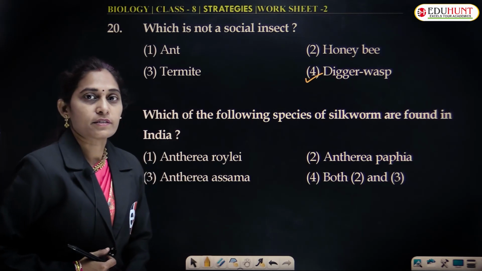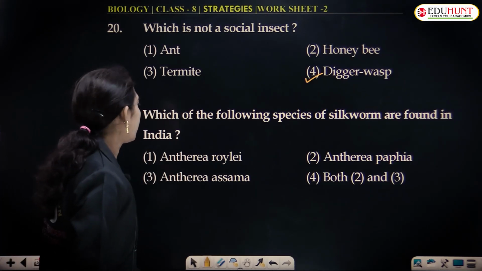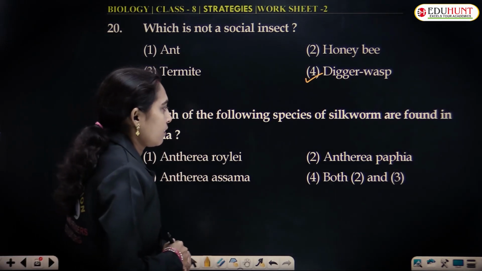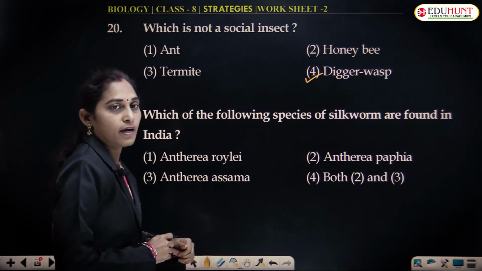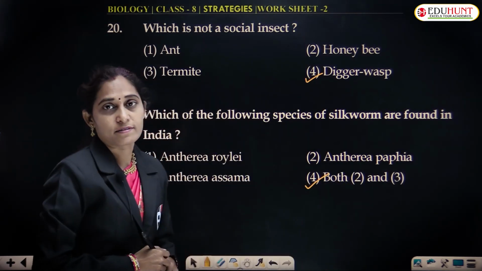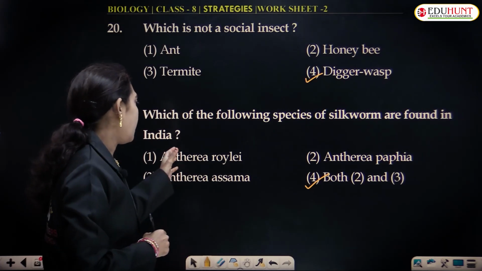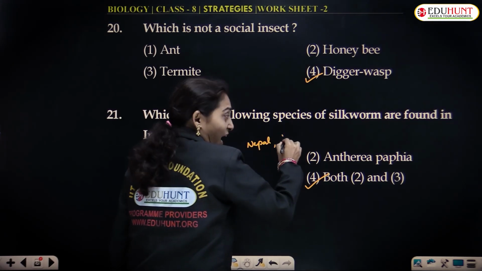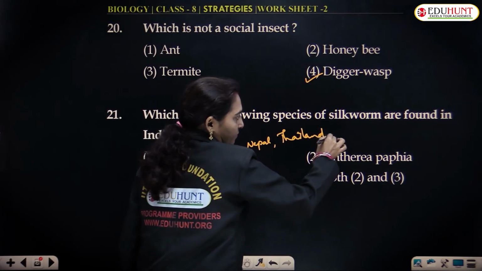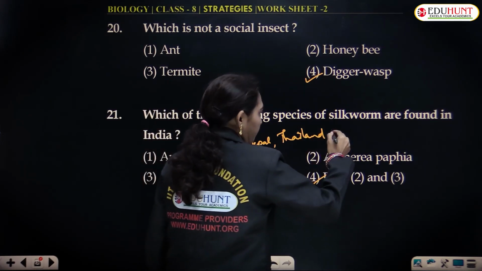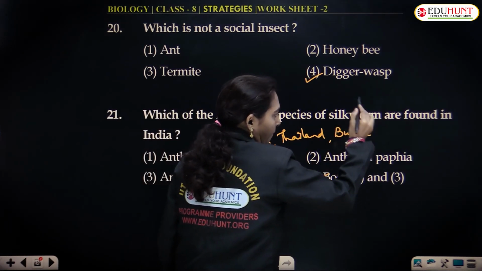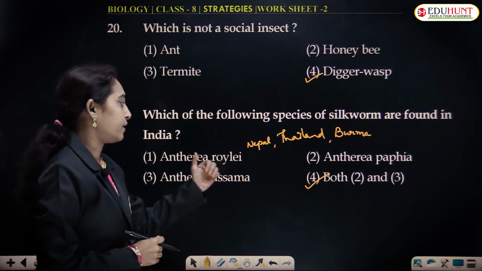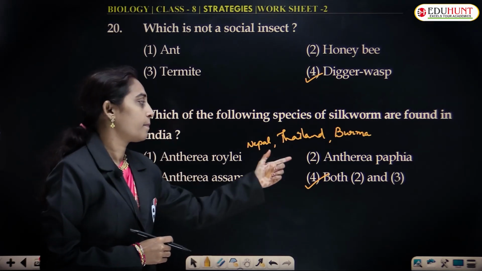Which of the following species of silkworm are found in India? In India, we have Bombyx mori, Antheraea paphia, Antheraea assama. Both Antheraea paphia and assama are found in India. Antheraea royal is found in Nepal, Thailand, and even Burma. But these two, Antheraea paphia and Antheraea assama, are found in India.